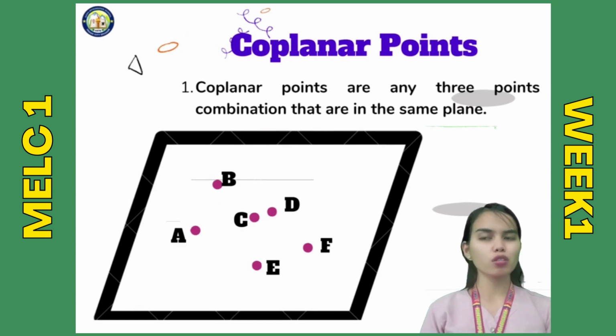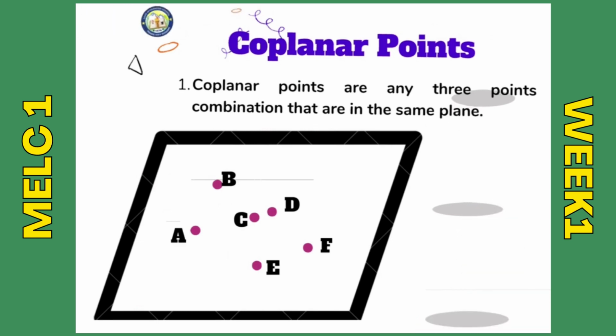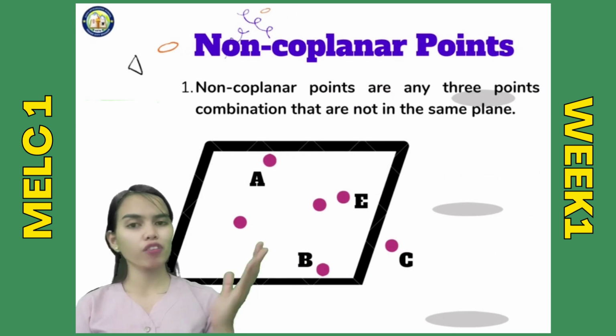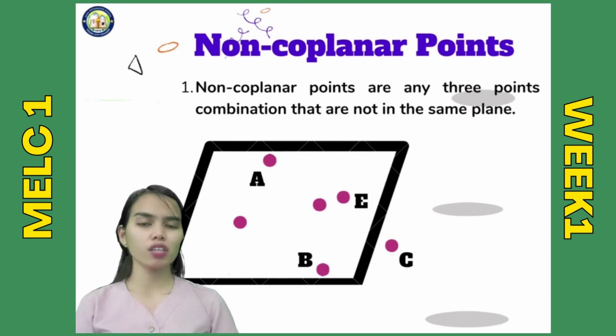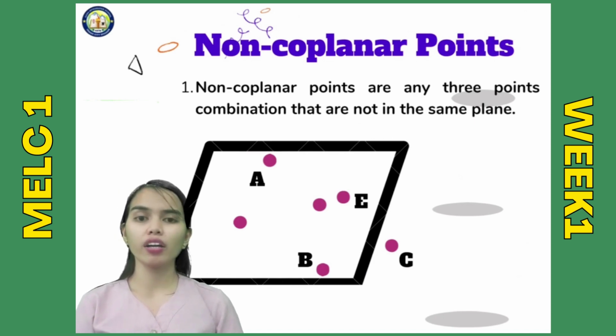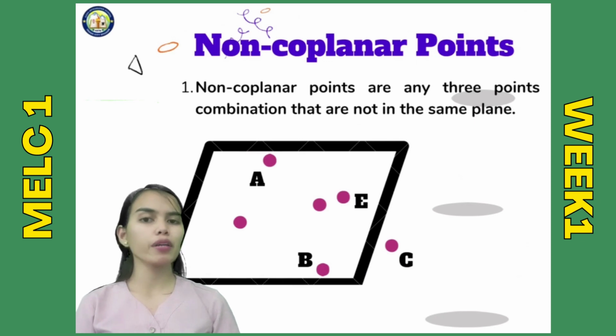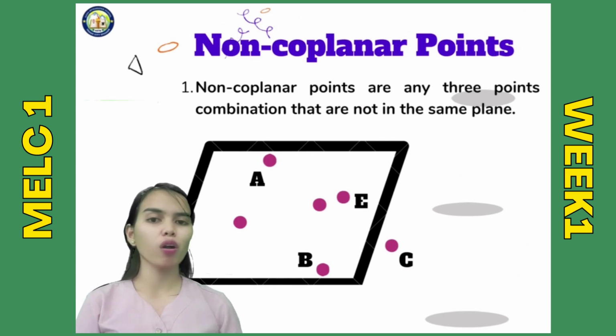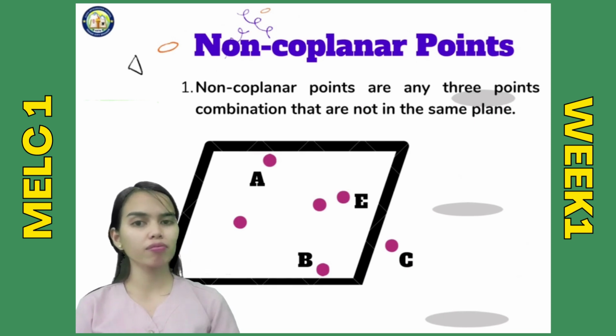What about those points not in the same plane? So any 3 points combination that are not in the same plane is what we call non-coplanar points. So in the figure, we have noticed that only point C is not in the same plane. And if we have a 3-point combination, which is points A, B, E, they are coplanar points. But if we have points B, E, C, they are non-coplanar points, simply because point C is not in the same plane.